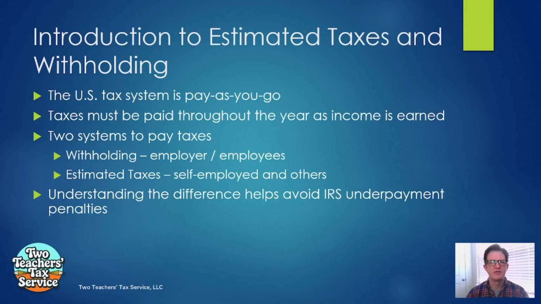There's the one that's familiar to many of us, which is withholding, where your employer withholds taxes out of your check. The other way that we put taxes into the system is by using estimated taxes. Self-employed individuals and others, especially those with large amounts of passive income, use estimated taxes to get the money into the tax system. Understanding the difference helps avoid IRS underpayment penalties.